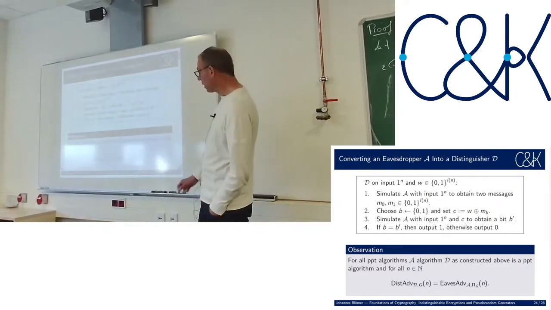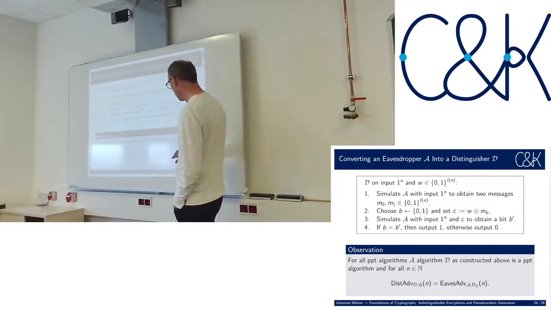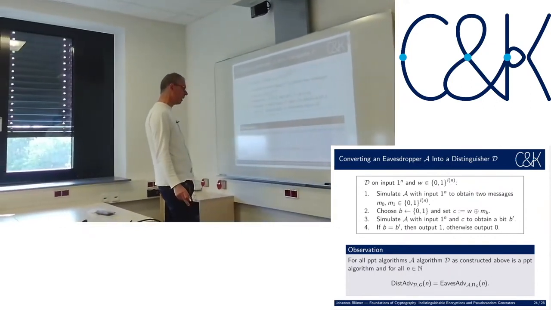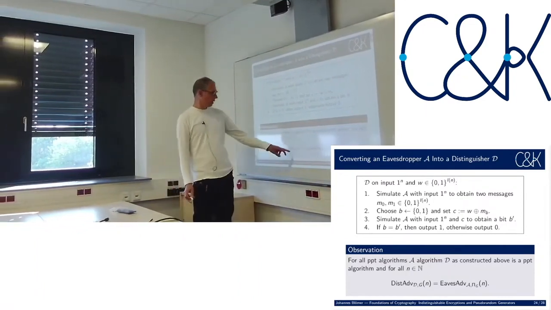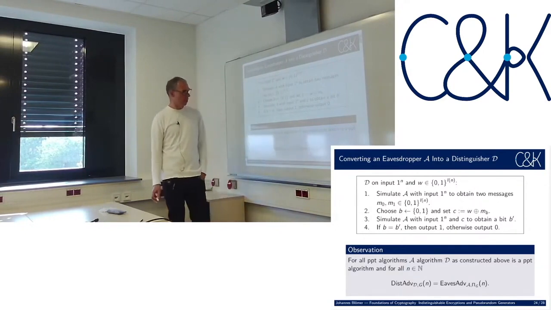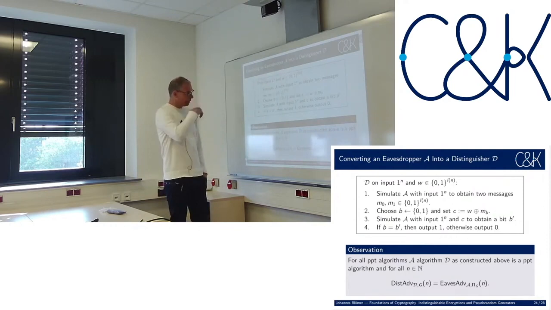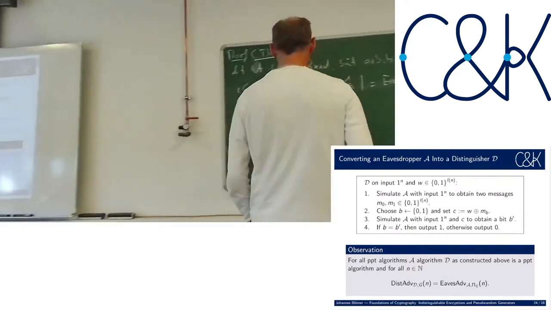Now, what is the distinguishing advantage? So what we then claim is that the distinguishing advantage of D against G is exactly the eavesdropping advantage of A against pi G. Let's do that. Why is that?